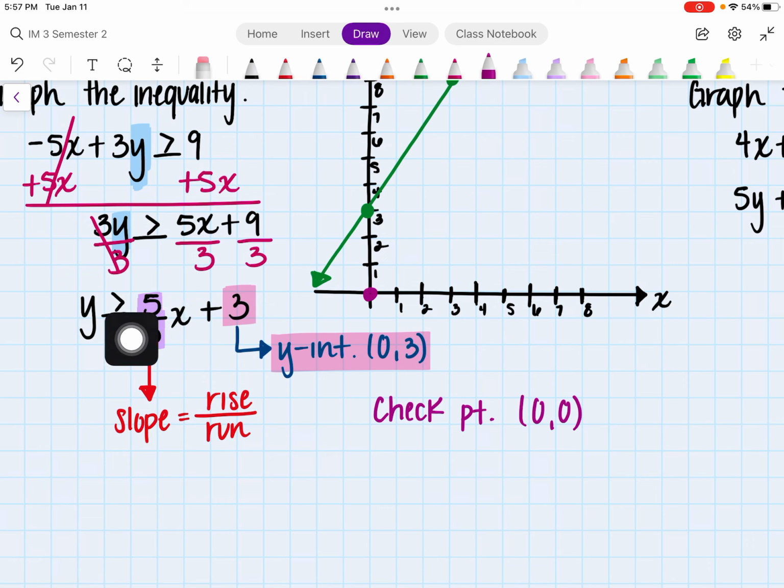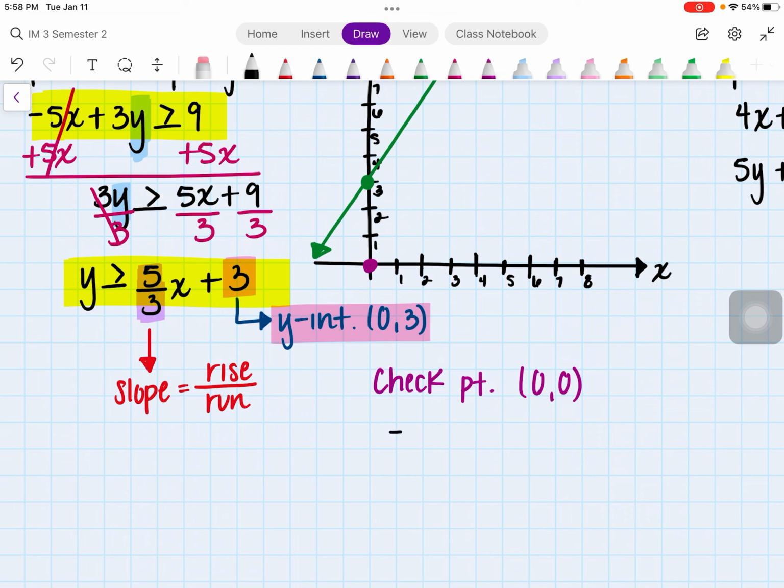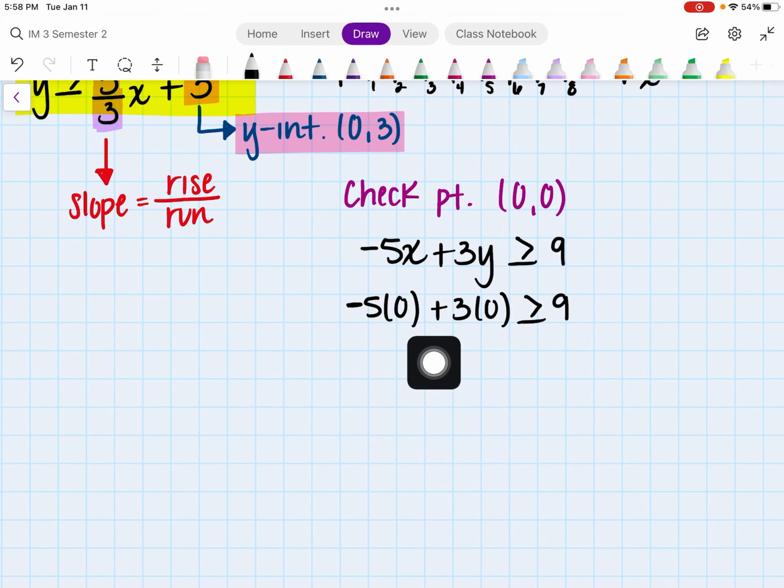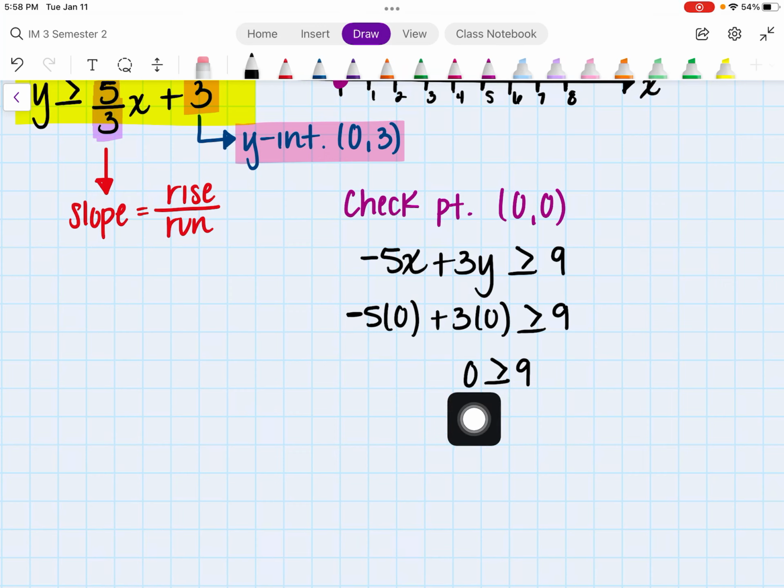So I will be substituting wherever I see an x in my original equation, or I could use this one as well. Wherever I see an x, I'll be putting a 0, and wherever I see a y, I'll also be putting a 0. So I could use this one in the yellow or this one here. It doesn't matter which one I use. But I'm going to stick to the original one. So I have negative 5x plus 3y is greater than or equal to 9. All right, so let's substitute. I have negative 5 times 0 plus 3 times 0 is greater than or equal to 9. So negative 5 times 0 is 0, 3 times 0 is 0. So that's telling me that 0 is greater than or equal to 9.